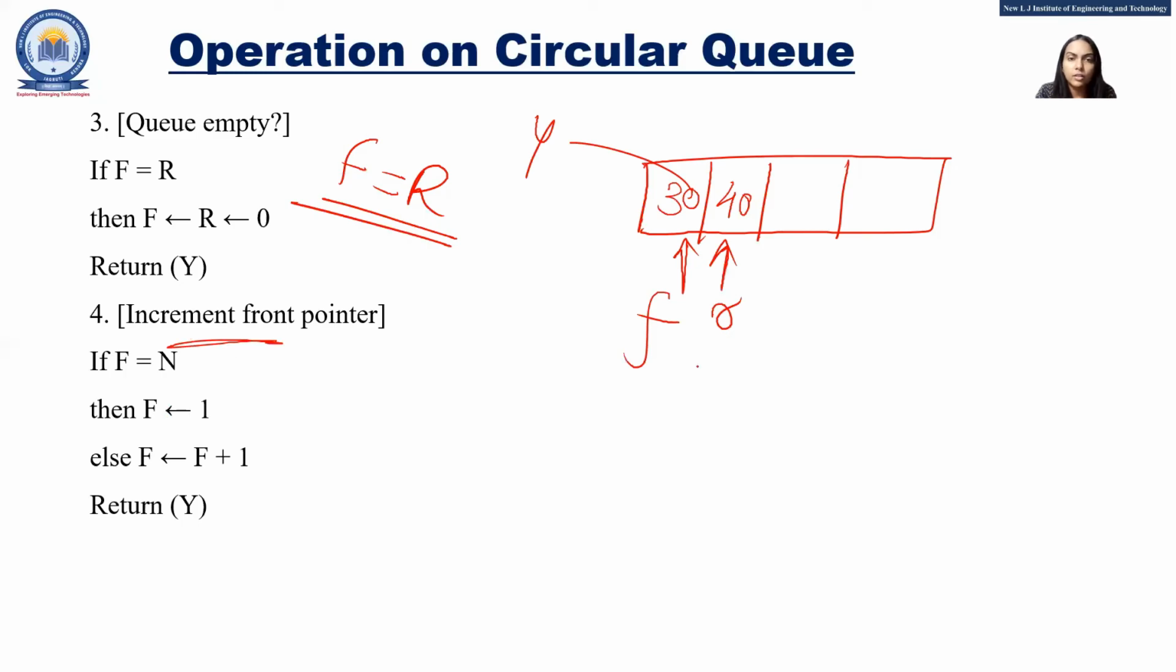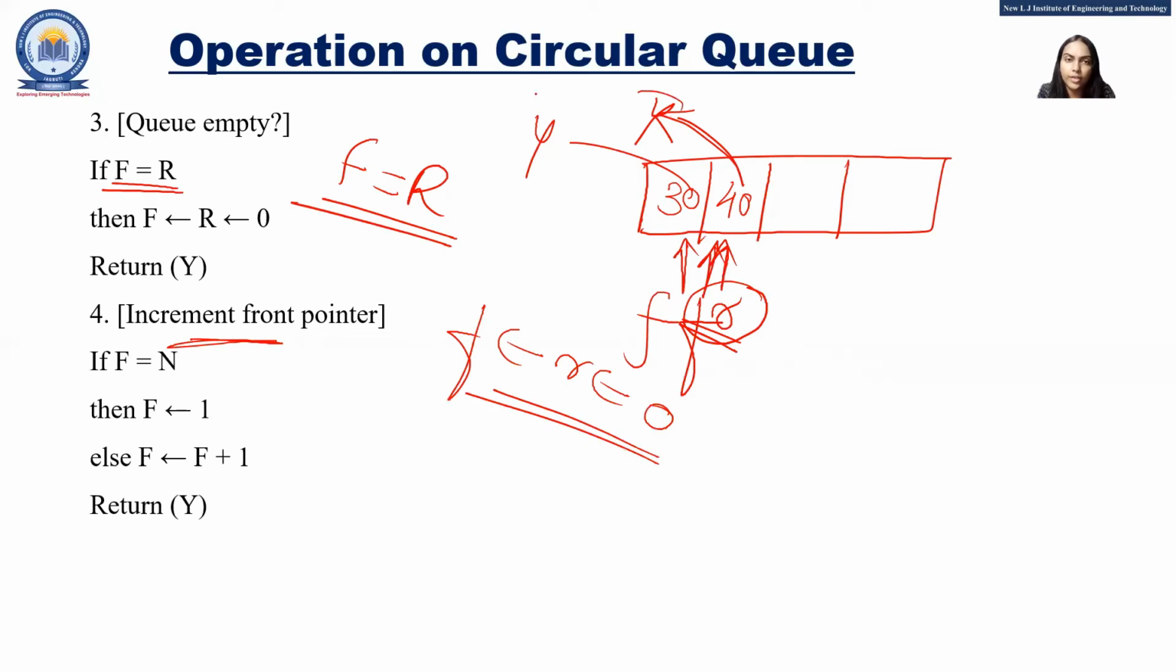We are incrementing the front pointer, so it will go over here. Now currently f and r are the same, right? So we give this 40 to y, and clearly f is equal to r, and we have already placed 40 in y. So now the q is empty, and we need to set this f and r pointer again back to 0, and we return y. So y consists of the value of the element which is to be deleted.